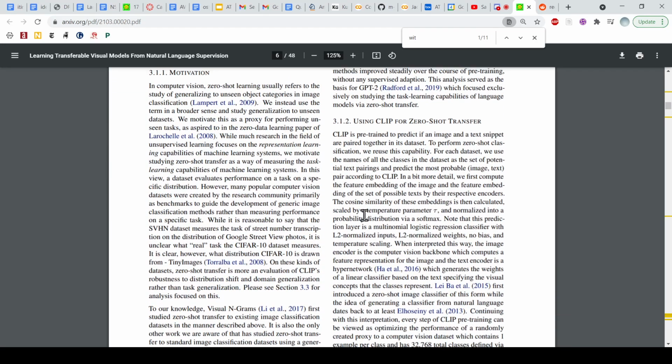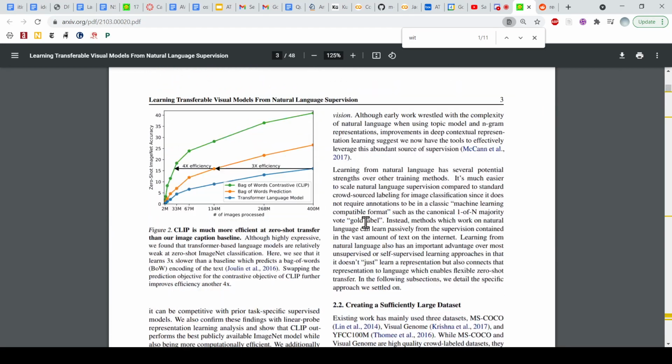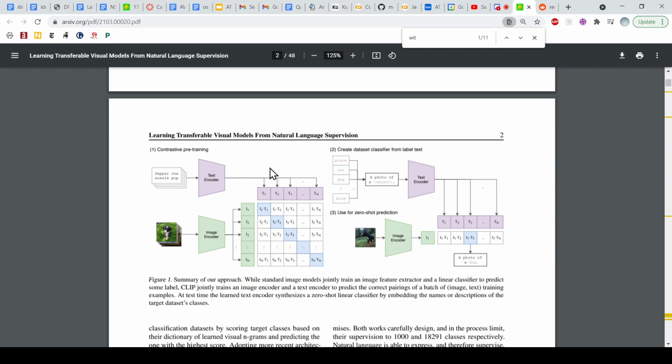Talking about the training is fun. Let's talk a little bit more about the architecture. There's the text encoder, and then there is the image encoder. The text encoder is a transformer. From my understanding, it's a pretty normal transformer encoder network.